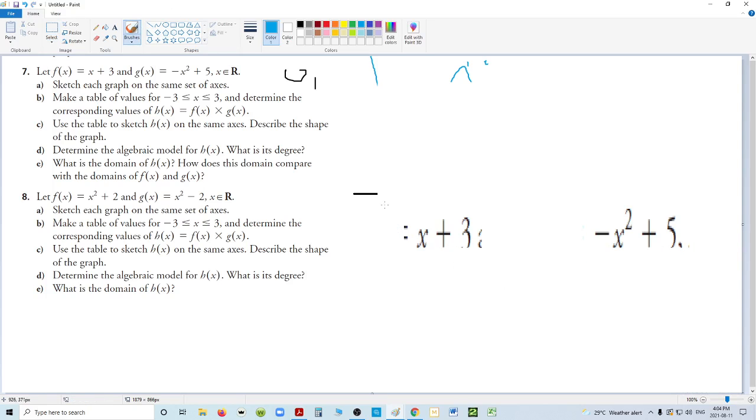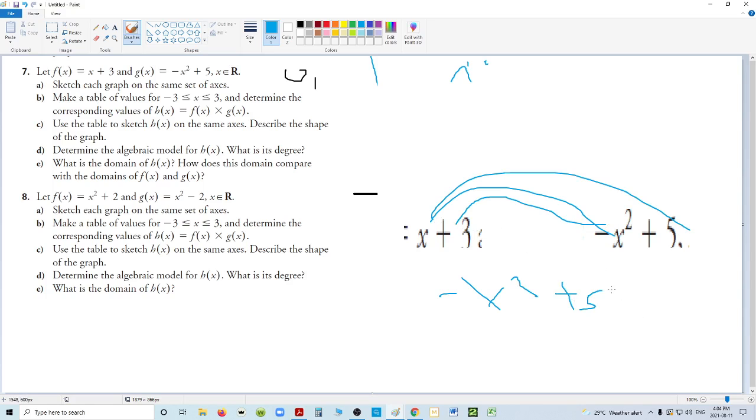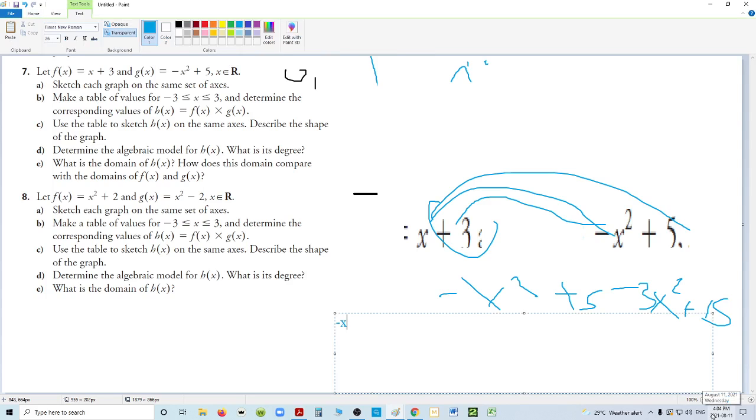What's x times negative x squared? Negative x cubed. What's x times 5? Plus 5x. What's plus 3 times minus x squared? Minus 3x squared. And then finally, what's plus 3 times plus 5? Plus 15. So I'm left with the algebraic model of, and always put your terms in the right order, minus x cubed minus 3x squared plus 5x plus 15.